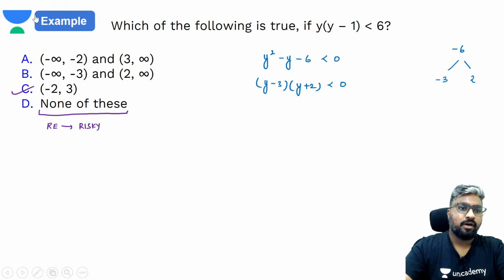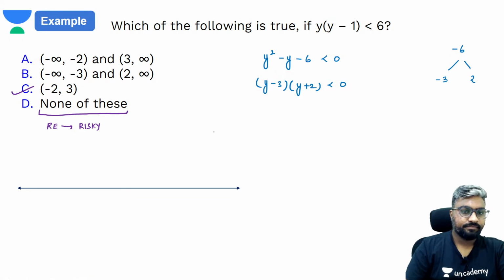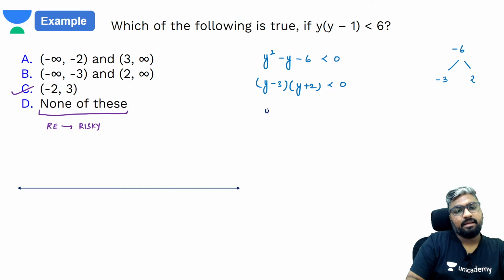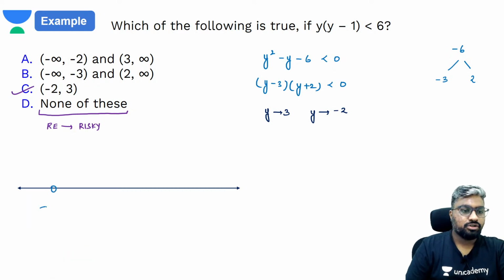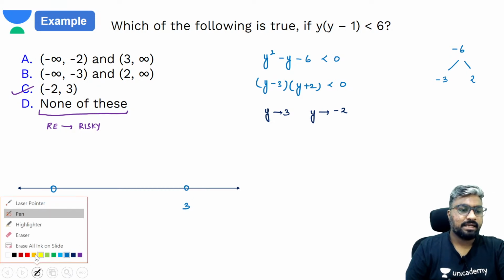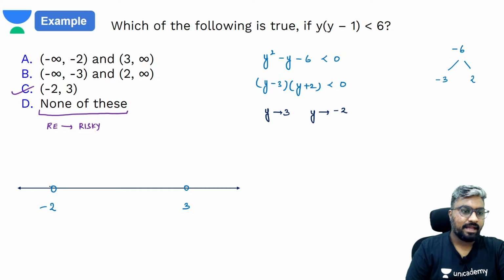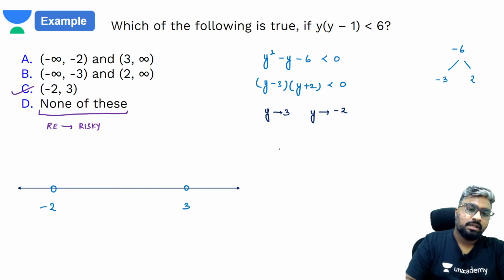Abhi, what do you go for? Wavy curve method. So start plugging in for y. What will be the limit of y? 3. The other limit of y will be minus 2. So mark those limits, minus 2 and 3. What is the next step? Start plugging in different values. Less than minus 2, let's say y is equal to minus 3.